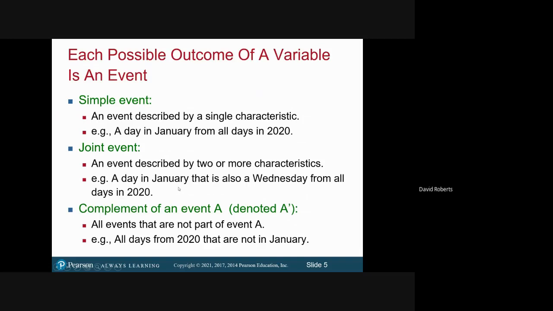Joint event, okay? In this case, it's got more conditions to it. It's a day in January, but it's also a Wednesday. So depending on the year, there's either 4 or 5 Wednesdays in the month of January. And a complement would be the reciprocal or the inverse of that. So all the days from 2020 that are not in January. So considering it's a normal year, 365 minus 31 would be 334 days that are not in January. So it's the opposite.